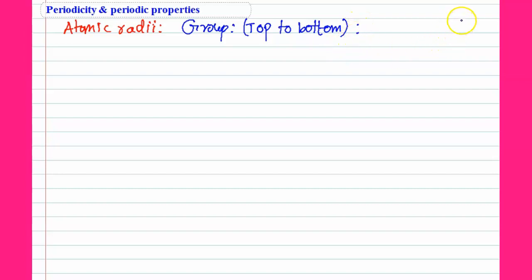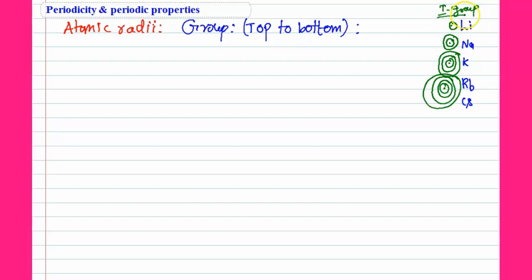So suppose we take one example: lithium, sodium, potassium, rubidium, cesium, francium. So normally, consider the size. Lithium is a small size. Compared to lithium, sodium, potassium, and in case of rubidium, see the students, this is top to bottom in a group, 1A group. This is the first group, 1A group.